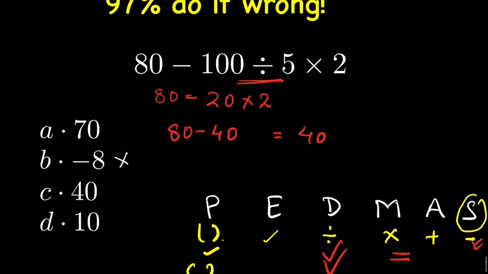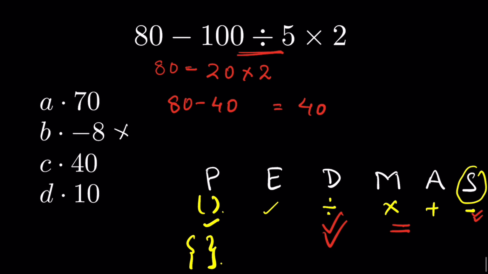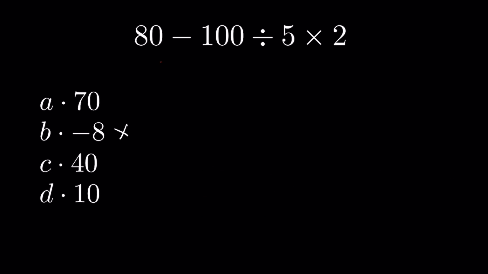So you are getting two answers. One is 70, another is 40. Which one is the correct answer? What do you think? Correct answer as per Pemdas gives you 70, as per Pedmas gives you 40. There should be one correct answer. How can you get that one correct answer? You can if you follow the rule of left to right.